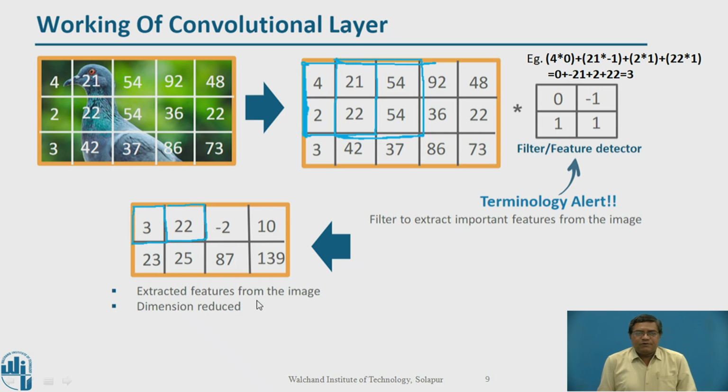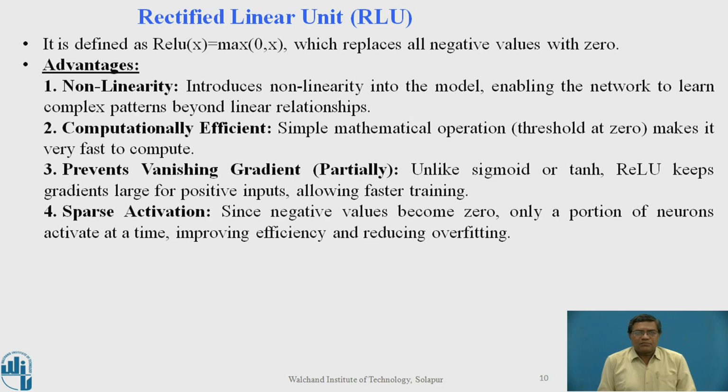So these extracted features are stored in the form of the feature map, dimensionality reduced. These filters are used to extract the important features from the images and ignore the irrelevant part. Next layer is an activation function called the rectified linear unit. It is defined as ReLU of the input x equal to max of 0, x. It replaces all the negative values in the given input x matrix with a 0.